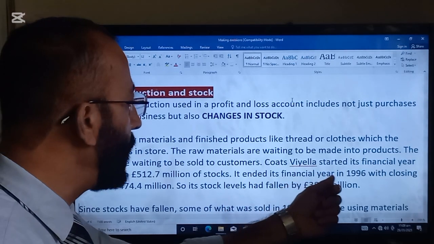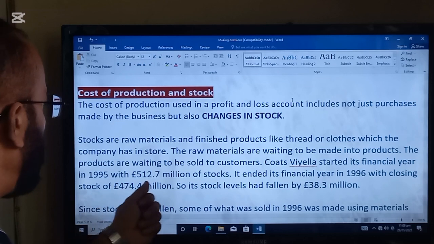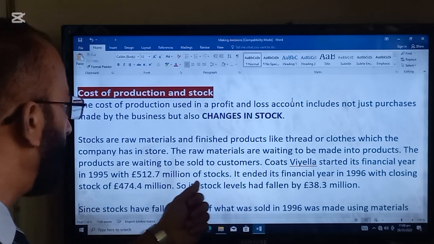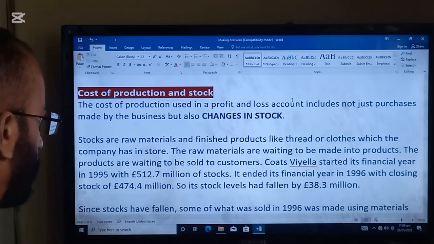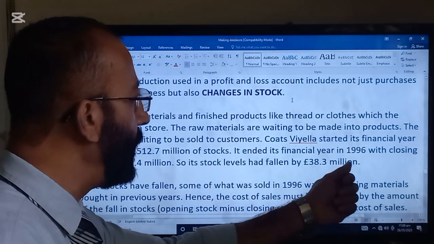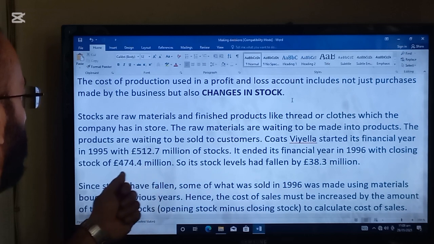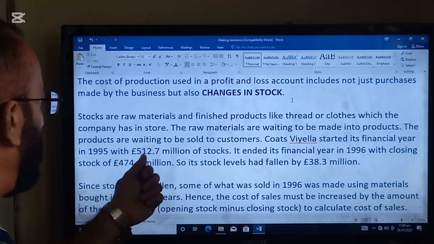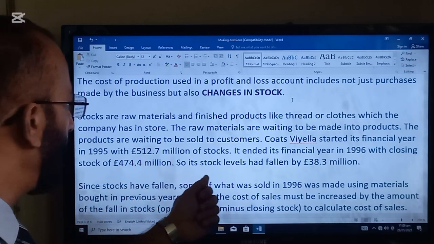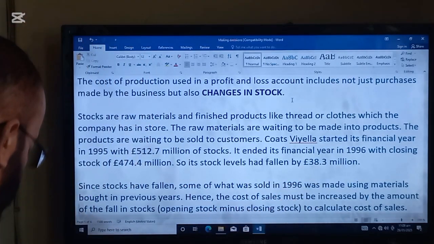Courts Vela started its financial year in 1995 with 512.7 million pounds of stock. It ended its financial year 1996 with closing stock of 474.4 million pounds. So this figure will be subtracted from this. So its stock level had fallen by 38.3 million pounds.